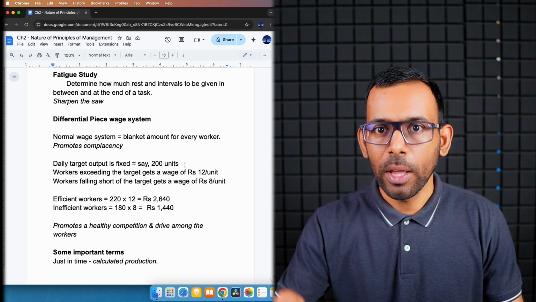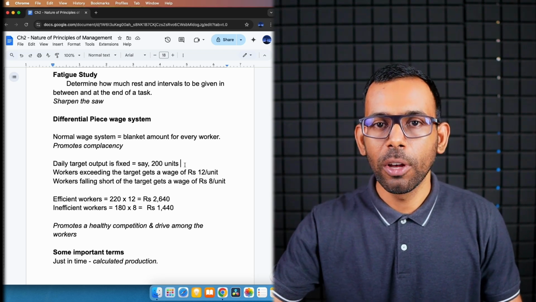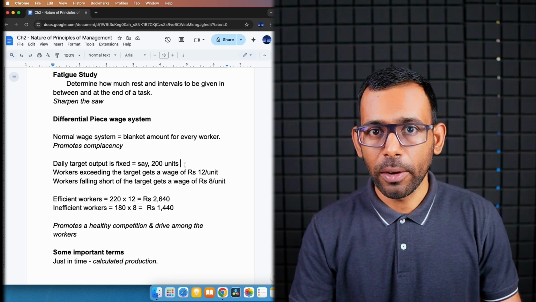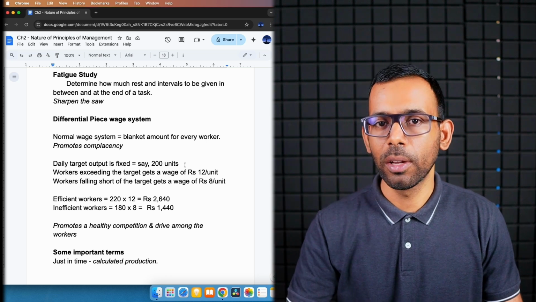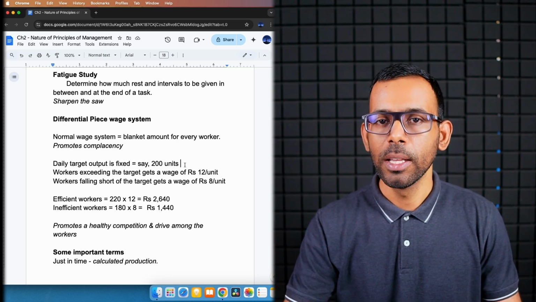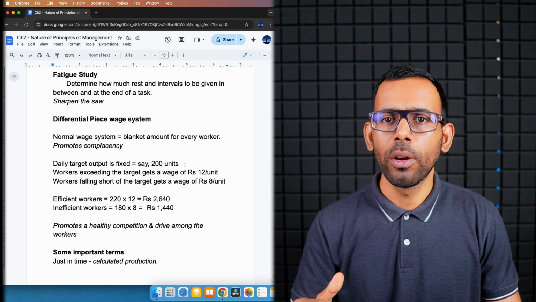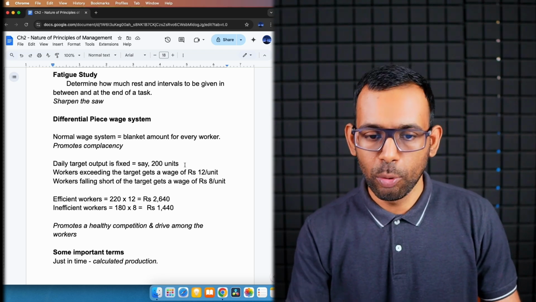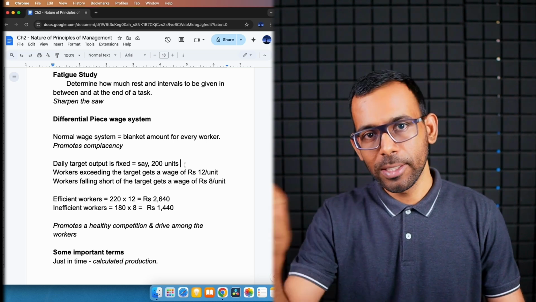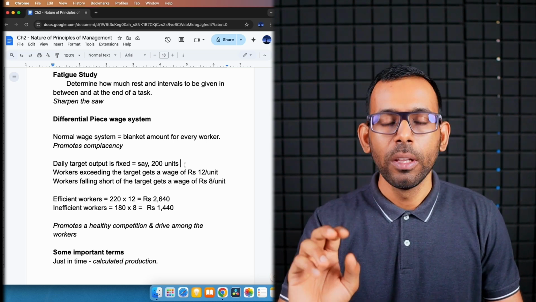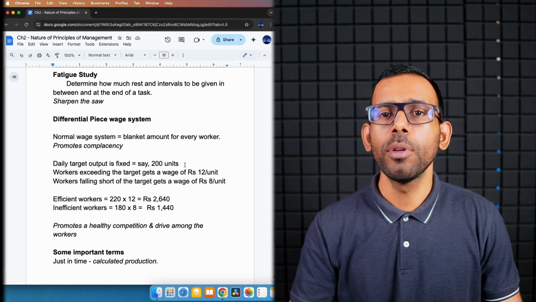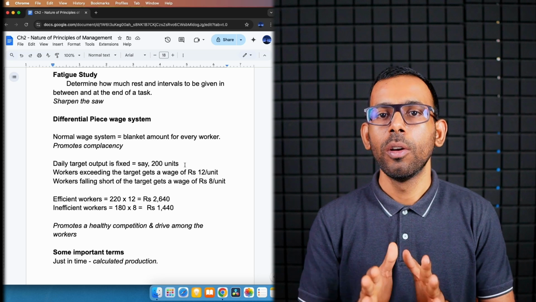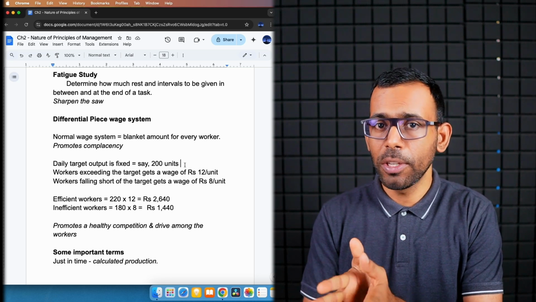Then you will compare the output of each and every worker at the end of the day. Let's say you have 100 workers in your factory. Out of the 100 workers, let's say 80 workers have completed this target of 200. Among this 80, some people have even exceeded the target of 200 units of output, and then the rest 20 fell short of this 200 units. Let's say they produced only 180 or 190 units. Now you will start to see the workers getting classified into efficient and inefficient.